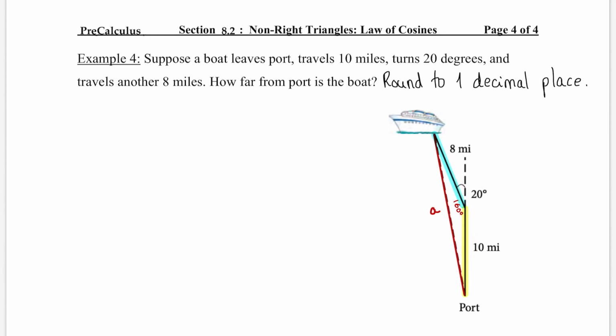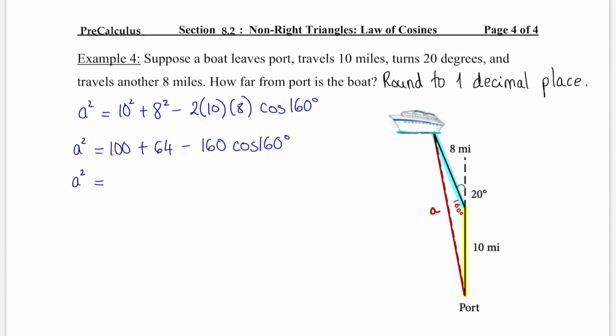So I have the measurement of the two sides, and the angle is in between the two sides. I am going to use the law of cosines. I have A squared equals 10 squared plus 8 squared minus 2 times 10 times 8 times cosine of 160 degrees. 10 squared is 100, 8 squared is 64, 2 times 10 times 8 is 160. So I have A squared equals 164 minus 160 times cosine of 160 degrees.